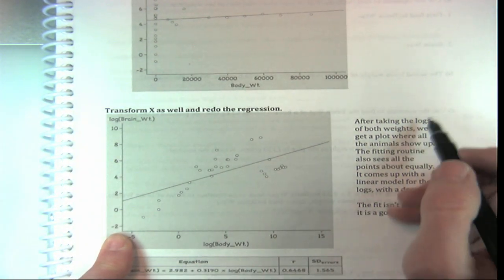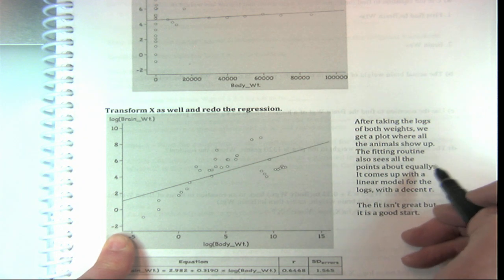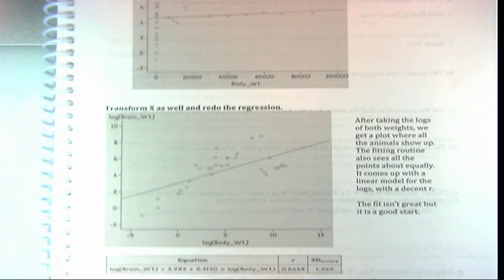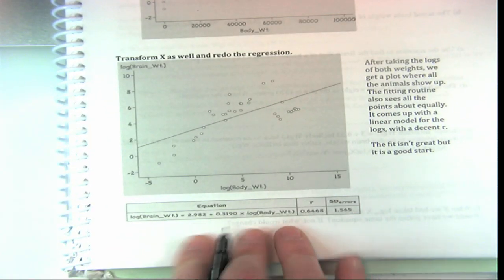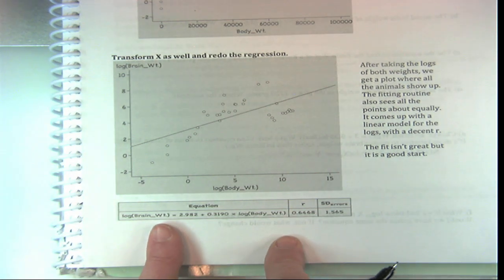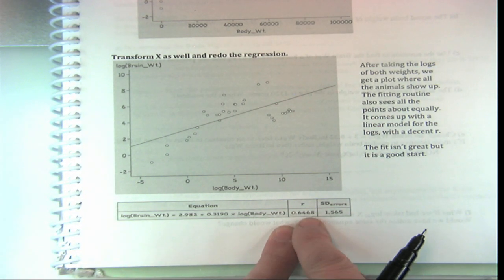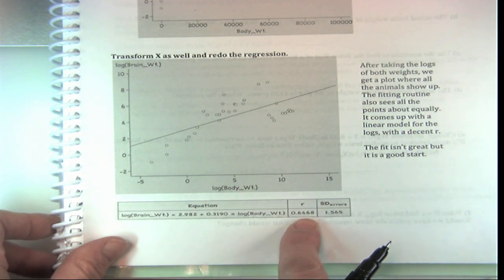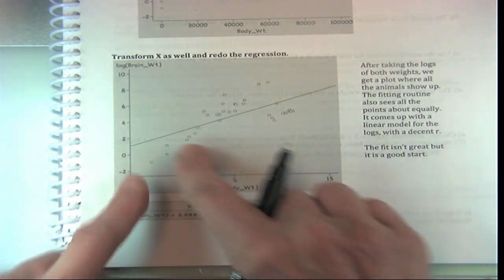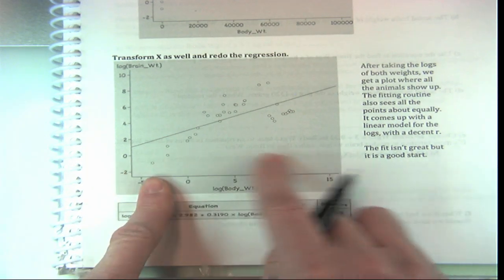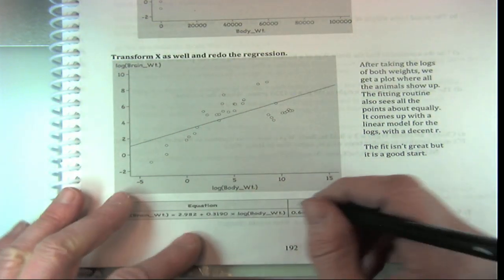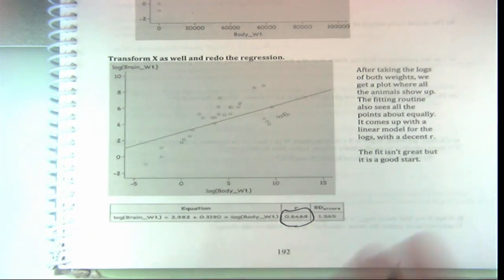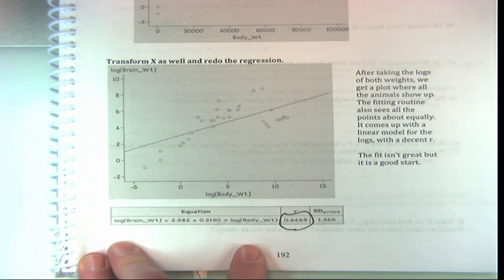We can look at them. The fitting routine also sees all the points about equally, so it comes up with a better linear model. Look what happened. We have much better correlation. Remember, we had a correlation of almost 0 before, slightly negative. Now we see a strong positive correlation between body weight and brain weight. So this is much better. Much better. And the errors are reduced. So this is better. Okay, a better model.